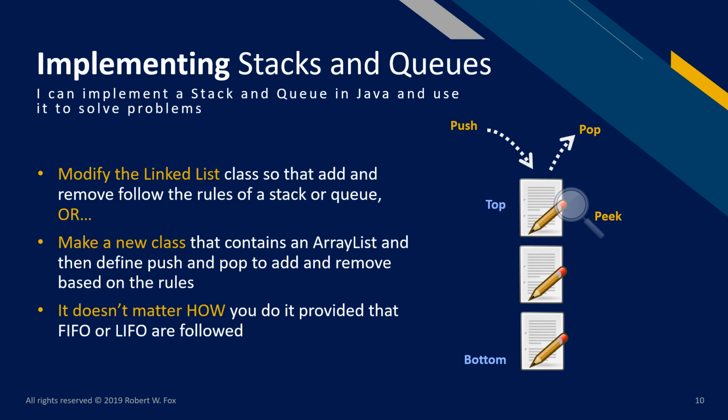But you don't have to use a linked list. You could actually make a new class, and that class could contain an array list, and you could define push and pop methods to add and remove based on the stack and queue rules. The truth is, it doesn't matter how you do it, provided that you follow first in, first out for a queue or last in, first out for a stack.